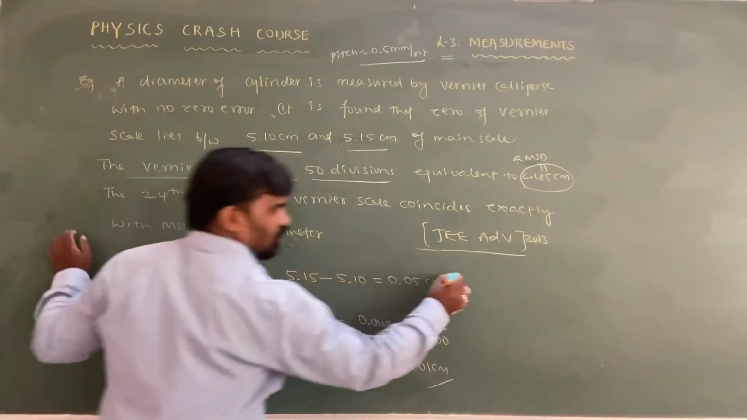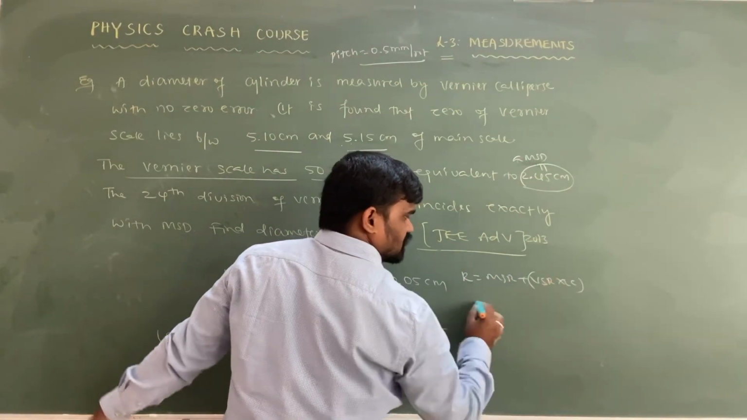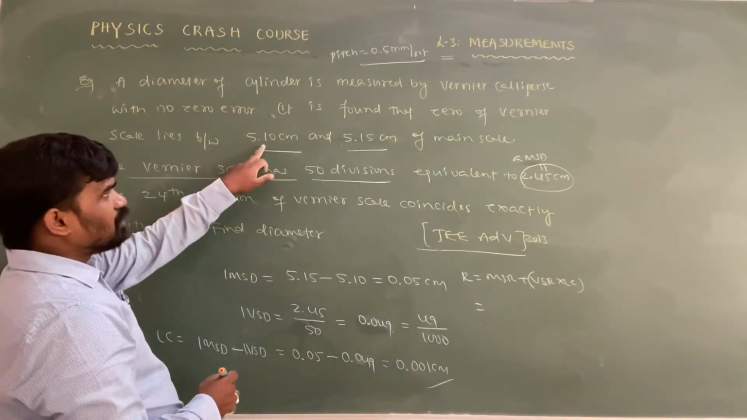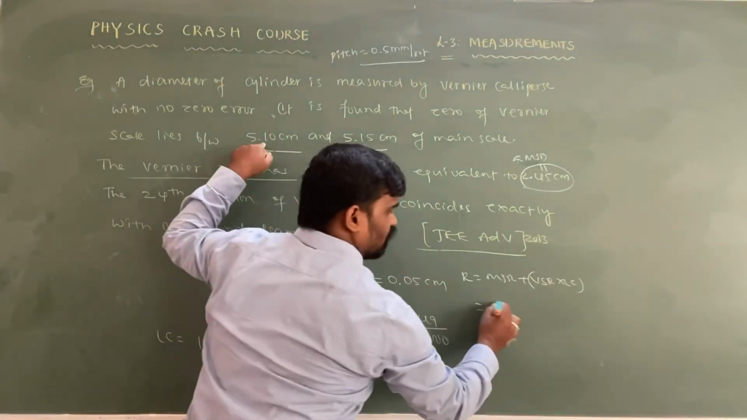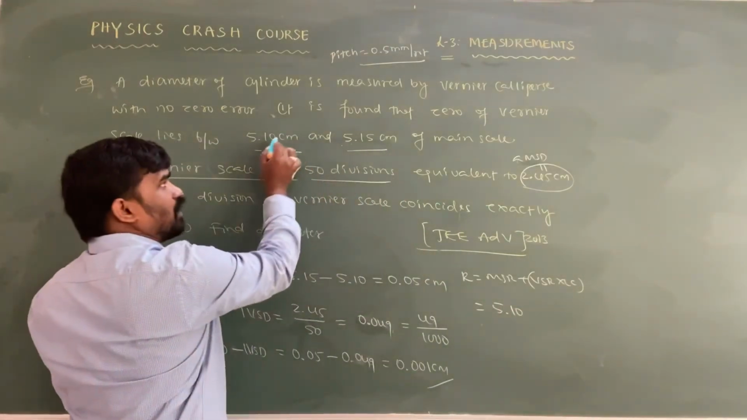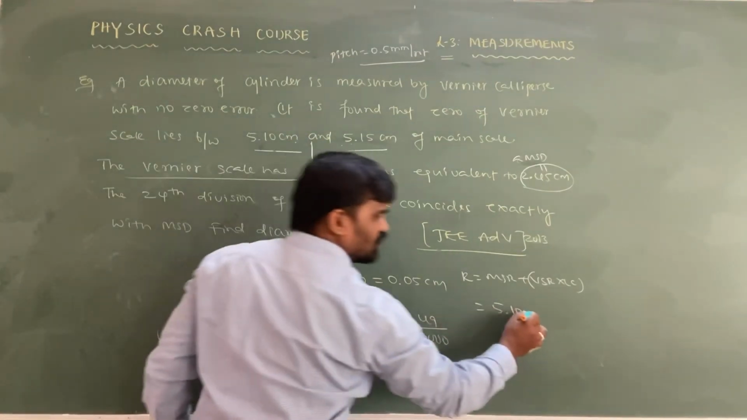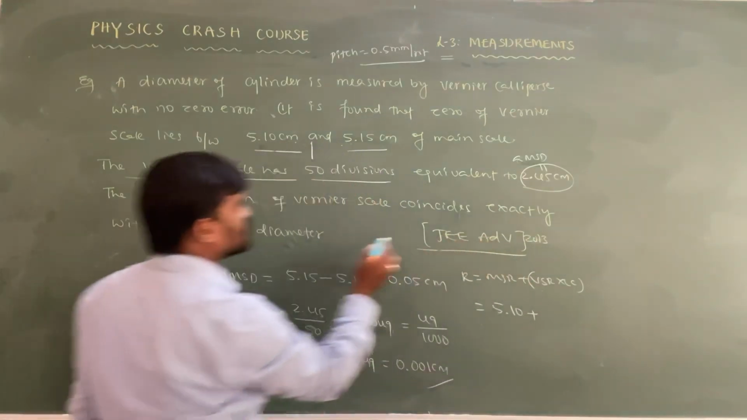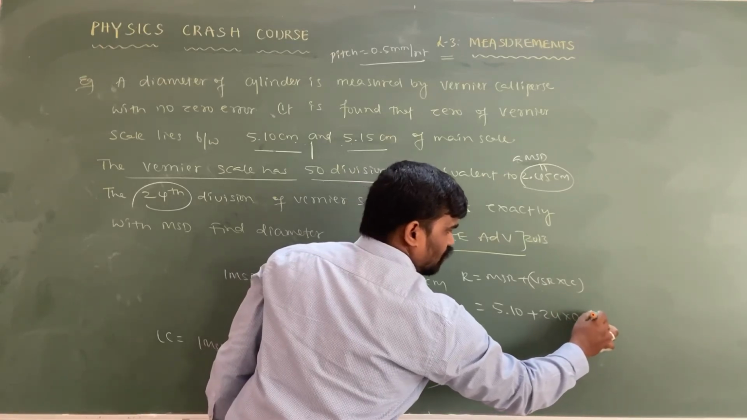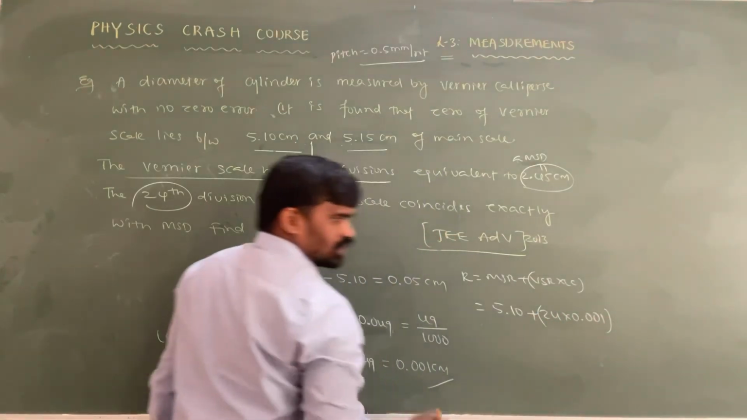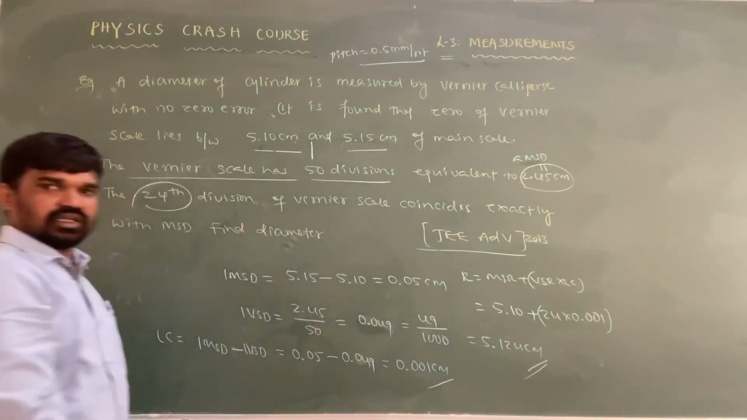Now reading is equal to MSR plus VSR into LC. MSR is the preceding reading that needs to be taken, not the one after. It is in between 5.10 and 5.15, so the preceding, left side reading is 5.10, plus VSR. Which division exactly coincides? 24 into 0.001. So what is your answer? 5.124 centimeter is the answer. So this is the reading.